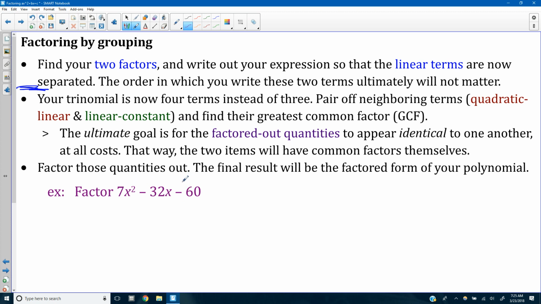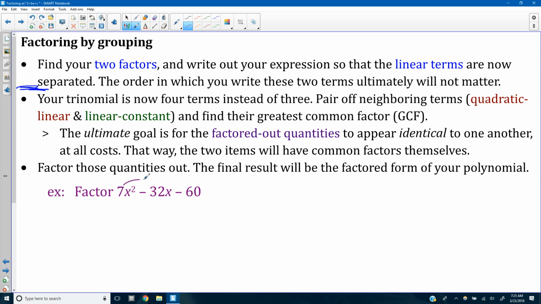And by the way, I already mentally did my first principal golden rule. Is there a common factor among these three terms here? No. 7's a prime number. That means the only number I could divide out is a 7. Negative 32 and negative 60 do not divide by 7. So I'm stuck with what I have.